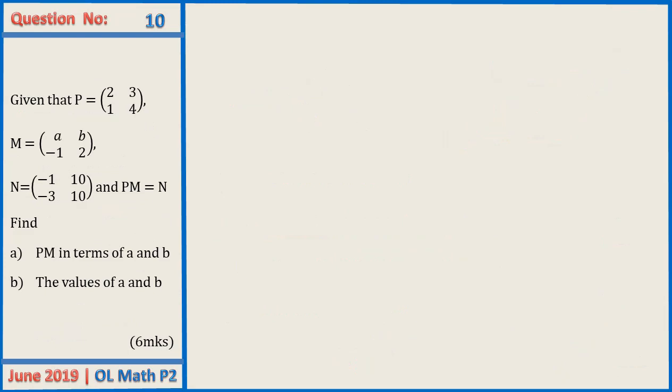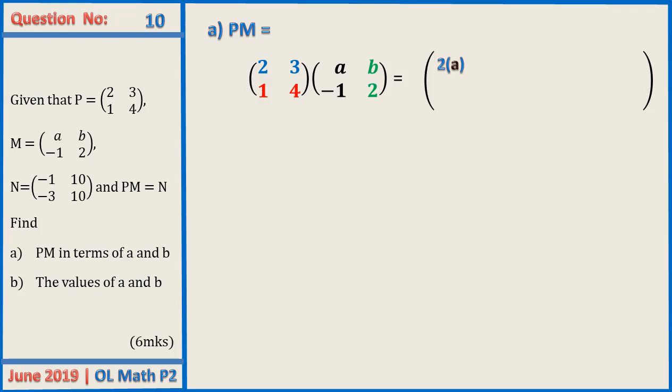Question 10, we have the matrices P, M and N, and we are being told that PM is equal to N. Find PM in terms of A and B. So PM is equal to P times M, and note how the multiplication is done for matrices. I'll use the colors to distinguish.